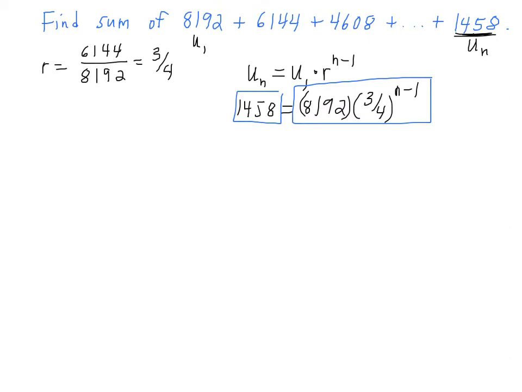But if you insisted on using logs because for some reason you're just infatuated with logs, we would have to first divide over this 8192, and then we have 3/4 to the n minus 1. We would then log each side.